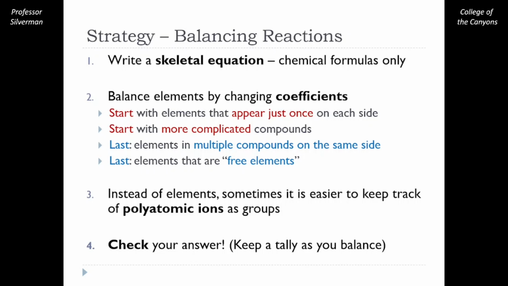Start with our compounds that are more complicated. If things are simple or show up multiple times on the same side, we can leave those till the end. Number 3 is a tip here. If you have polyatomic ions that stay intact throughout the reaction, we can keep track of our polyatomic ions instead of our elements. Lastly, step 4, if you keep that tally, you can check your answer at the end, make sure everything adds up the same at the beginning as it is at the end.